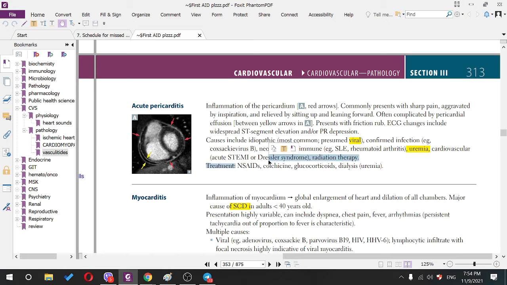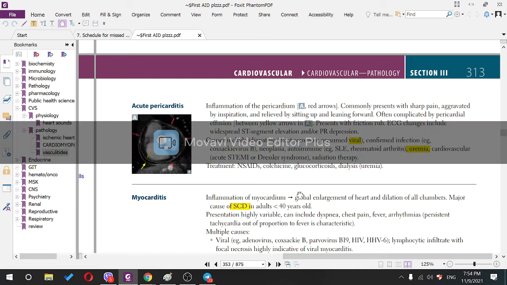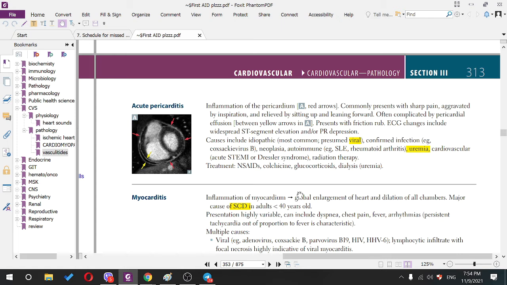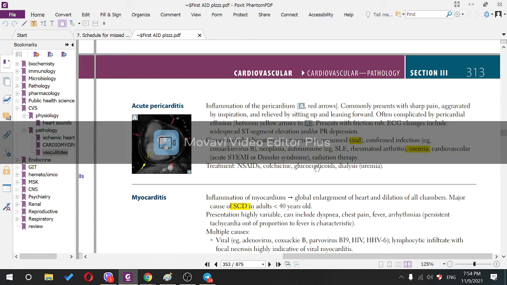We have NSAIDs for acute pericarditis, but guys, I want you to know the following. The most likely NSAID that we use for acute pericarditis will be indomethacin. Okay, it will be indomethacin. And then the next drug to use is colchicine, whatever you want to call it. And if these two do not work, you give the steroid.